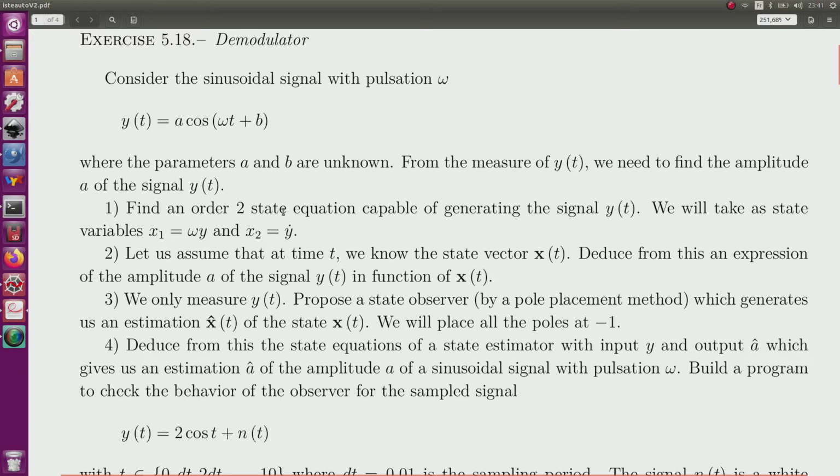The first step is to find a state equation which generates the signal y of t. It will be our model, and from this model we'll be able to build a state observer so that we will be able to find the state and also the amplitude A and B also. So for this we'll take as a state variable x1 corresponding to omega y and x2 corresponding to the derivative of y.